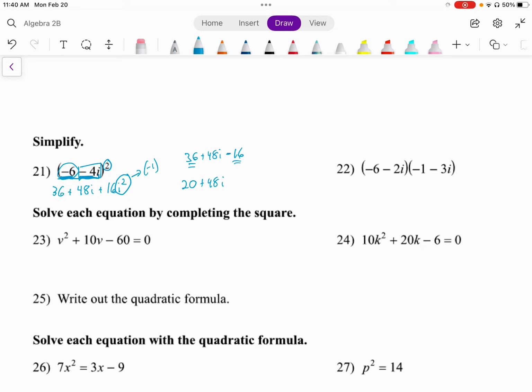Number 22, we just distribute, maybe use the idea of FOIL. So this is 6 plus 18i plus 2i plus 6i squared. Well, remember, this is -1, so really this last term is -6. So we have 6 plus 20i, adding those two like terms, minus 6. So a 6 and a -6, we just get 20i.